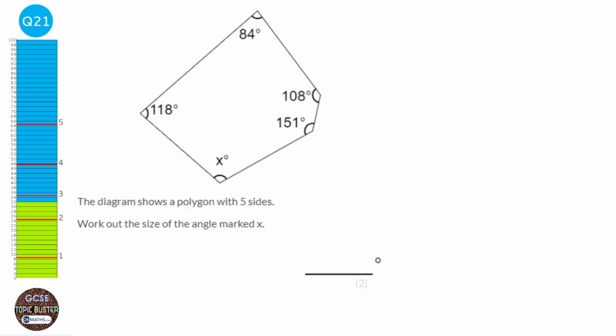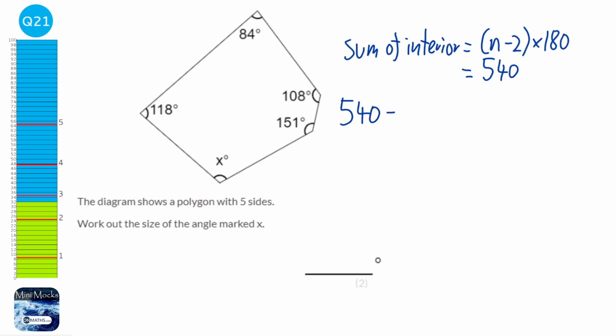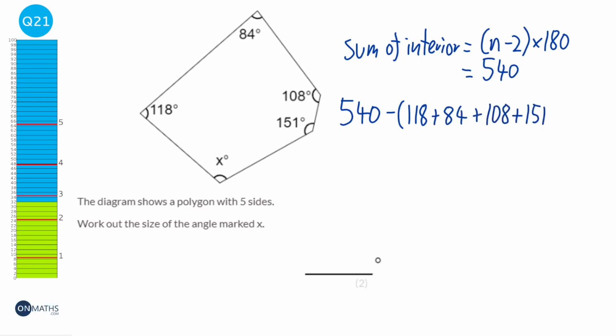Okay, first of all, we need to work out what the interior angles would add up to. The sum of the interior angles is equal to n minus 2 times 180. Now n is the amount of sides, and it says it has 5 sides, so it would be 5 take away 2, which is 3, and then times 180, which would be 540. So we know it will add up to 540. All we need to do is get that 540 and take away all the angles that we know: the 118, the 84, the 108, and the 151. When you do that, you get the answer of 79.